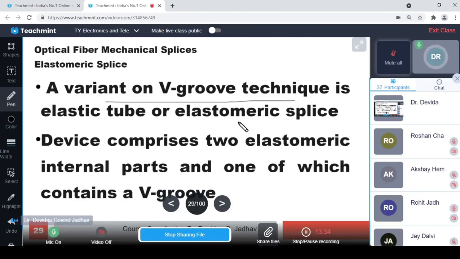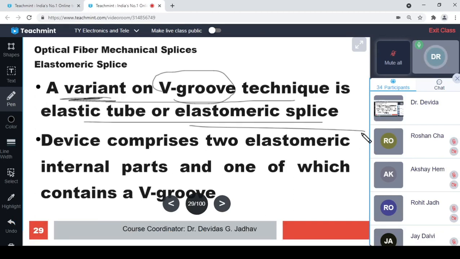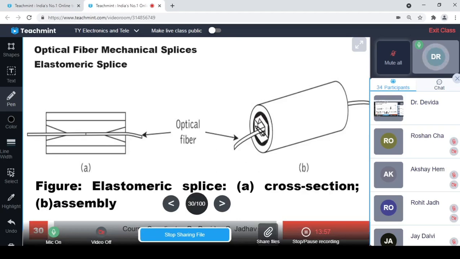A variant on V groove technique is elastic tube or elastomeric tube. This is also V groove technique, but it is a variant. Very similar it is. So elastomeric splice is there, in which elastomeric internal parts are held by the external tube, and internal parts are elastic, and one of the two parts is having V groove. So there are two parts which are held by the external tube, and one part is a flat part and other part is having the V groove, so that this V groove will hold these fibers in very aligned fashion.